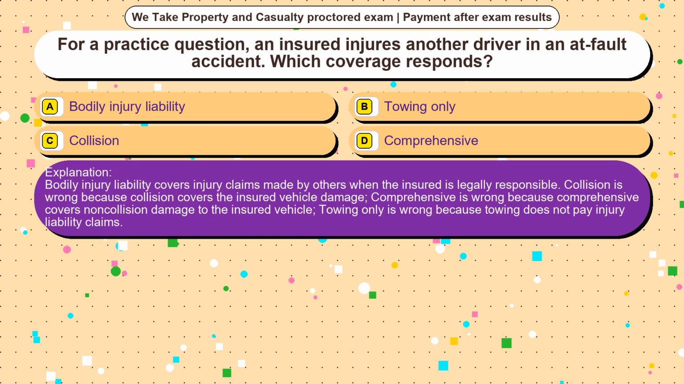Bodily injury liability covers injury claims made by others when the insured is legally responsible. Collision is wrong because collision covers the insured vehicle damage. Comprehensive is wrong because comprehensive covers non-collision damage to the insured vehicle. Towing only is wrong because towing does not pay injury liability claims.